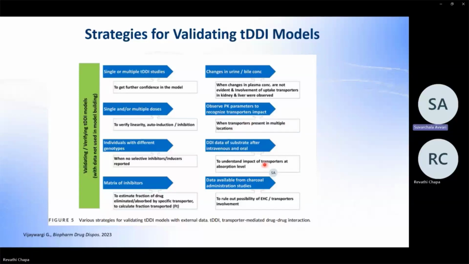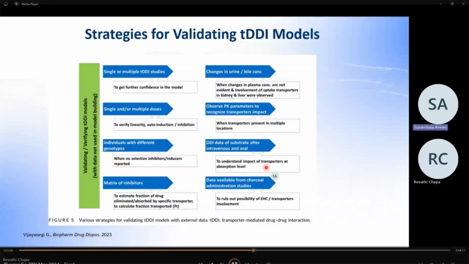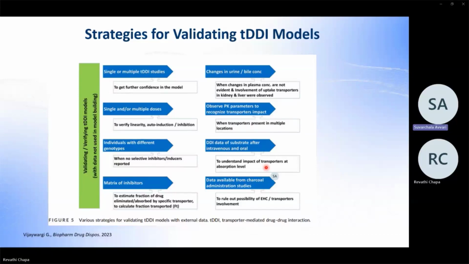The other strategy is that additionally data available from multiple doses, different formulations or different routes of administration like oral or IV or modified release formulations can help identify or validate the model with regard to the transporter impact on the absorption, the distribution, or on the saturation kinetics. Lastly, data available from charcoal administration studies can help rule out the possibility of enterohepatic or the transporter involvement at the bile level in the hepatocytes.